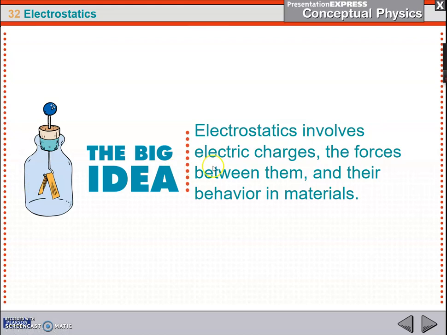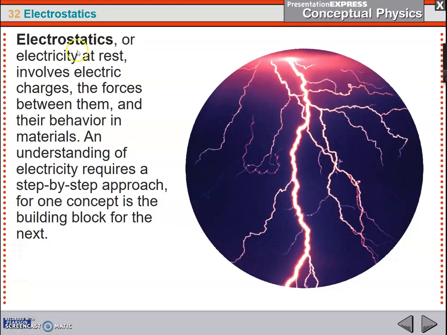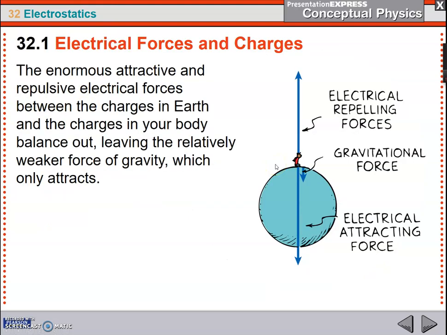Let's just start with electrostatics. That's electricity at rest, which just means electric charges are sitting right there. I like this picture. The enormous attractive and repulsive electrical forces between the charges in the earth and the charges in your body balance out. If you had all the protons in the earth pushing the protons in you apart, it would push you up and you would launch off the earth's surface.